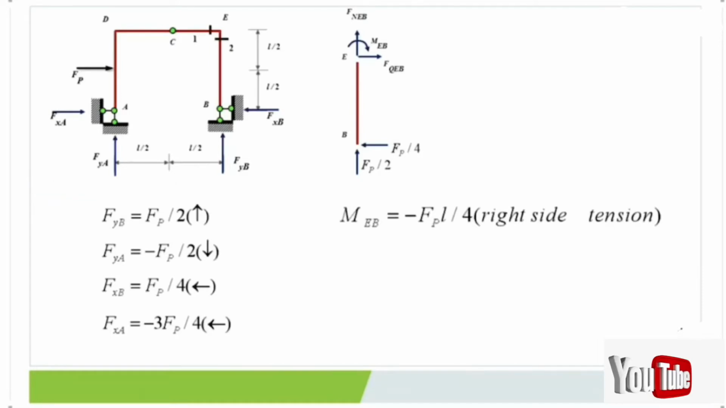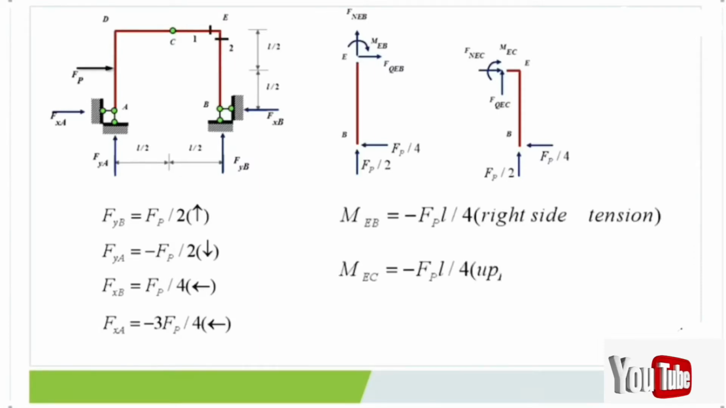How to solve the bending moment of section 1? We could cut section 1 and take the Eb part as a free body. This is the free body diagram. The internal forces of section 1 can be represented by Fnec, Fqec, and Mec. According to sigma Me equal to 0, we could solve that Mec is equal to negative a quarter of Fpl. That means the real direction of Mec is anti-clockwise, so the upper side of section E is in tension.